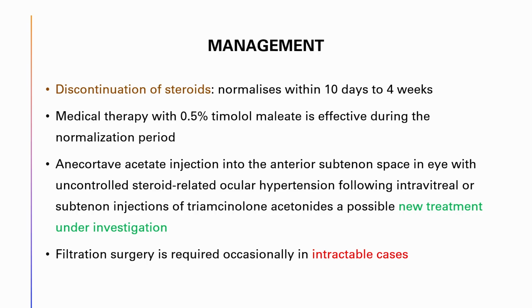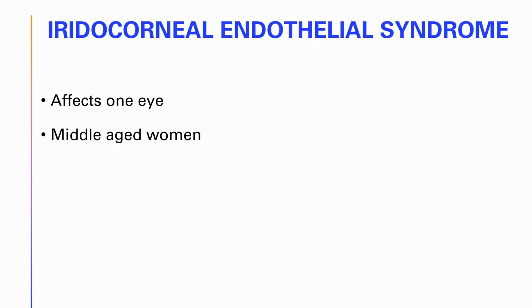is effective during the normalization period, and an anecortave acetate injection into the anterior subtenon space in eyes with uncontrolled steroid-related ocular hypertension following intravitreal or subtenon injection of triamcinolone acetonide is a possible new treatment and is under investigation. And this anecortave acetate is basically an anti-neovascularization agent. Then filtration surgery may be required in intractable cases.